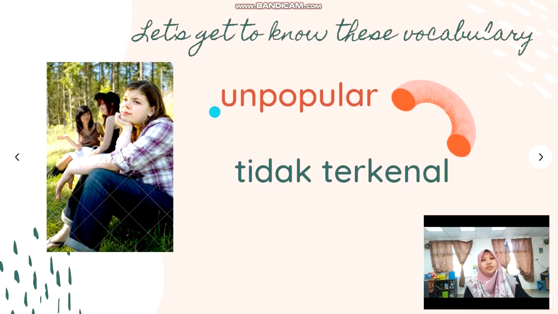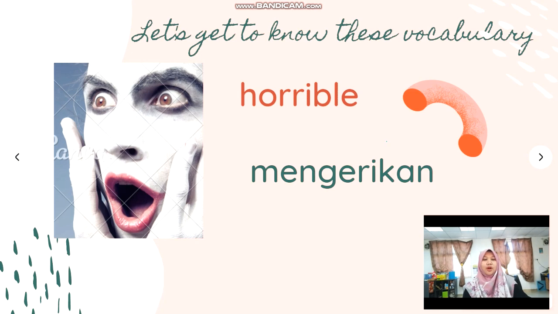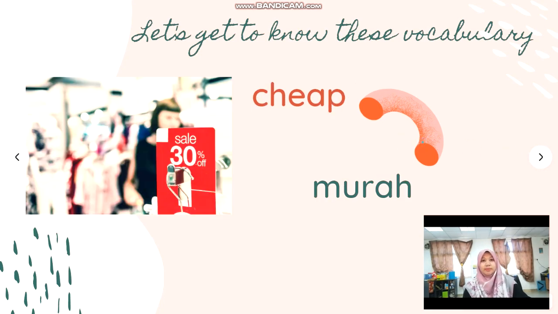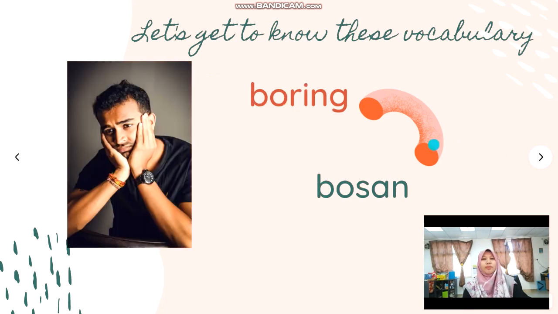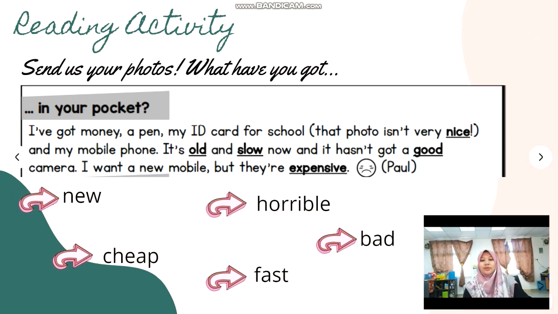Okay, let's get to know this vocabulary. We will learn these words and we will use them later in the video. Okay, unpopular, tidak terkenal. Bad, teruk. Horrible, mengerikan. New, baru. Cheap, murah. Boring, bosan. Fast, laju. Okay, those are the words.